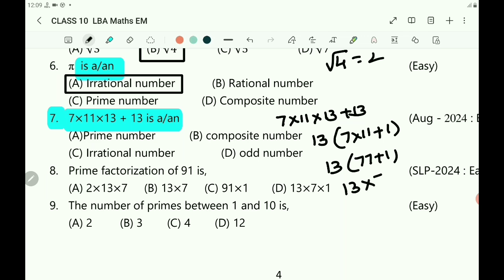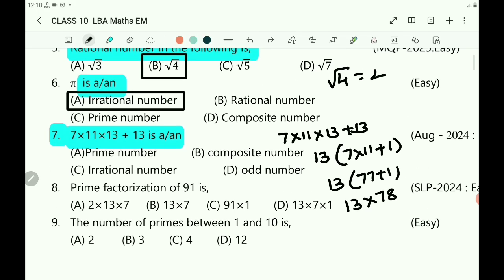13 into 78. Here you got this number as a product of more than 2 prime numbers. Here 13 is a prime number. 78 is also a product of prime numbers. You can divide it: 2 into 39, then 3 into 13. So you got again 3 factors, so you are going to get 4 factors. So it is a composite number. 13 into 78, here also you can identify that it is a composite number.